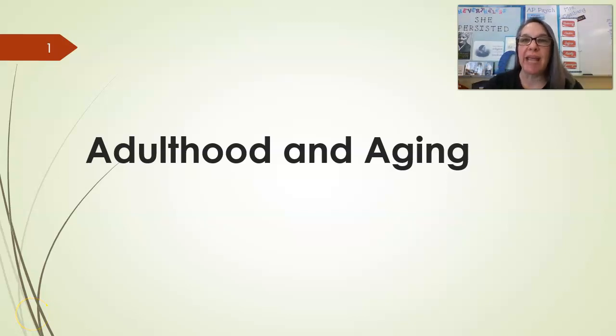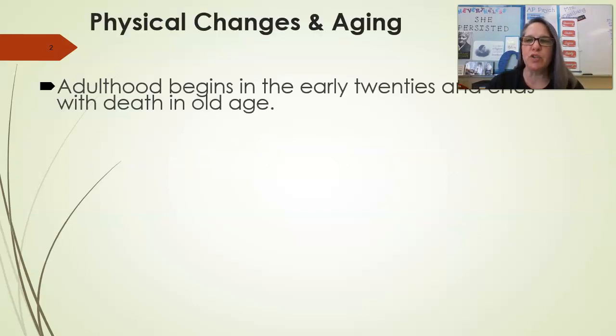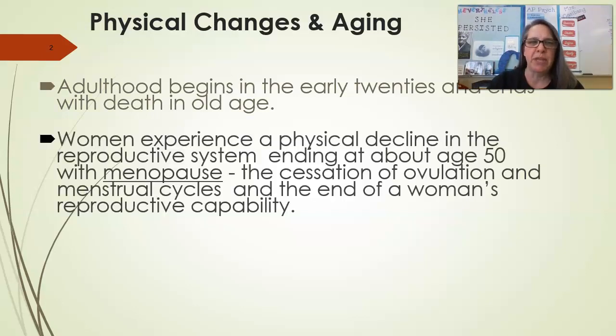This is our last video in Unit 6 in development. This is the adulthood and aging video. So first we're going to talk about physical changes in adulthood and in aging. So technically, adulthood begins in the early 20s and ends with death in old age.